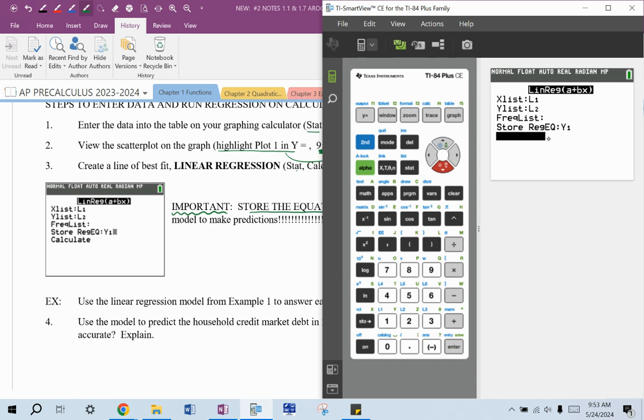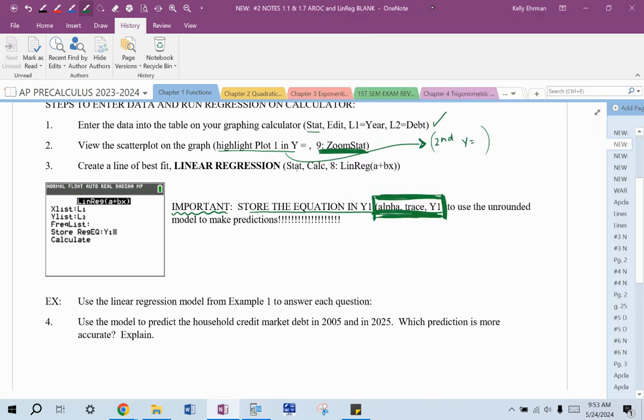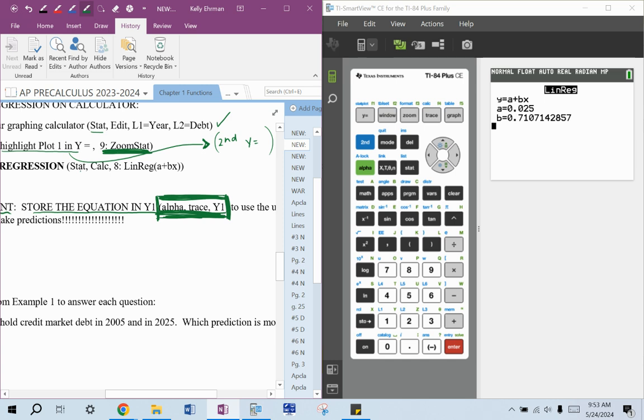So what this does is when it calculates the equation for the line, it's going to type it into y equals for us instead of us doing it by hand. Let's go down to calculate. All right. So I got this A and this B. I'm going to write them down unrounded.